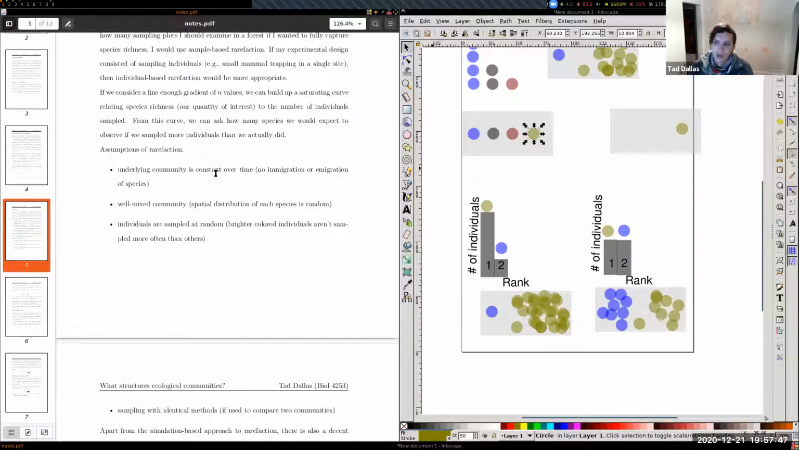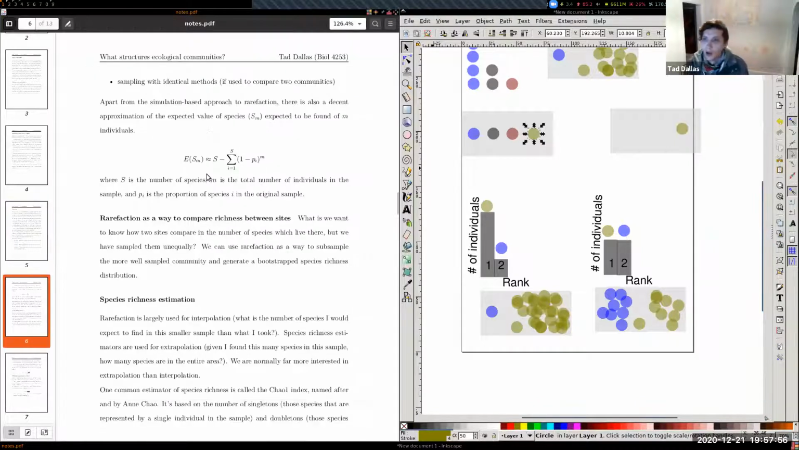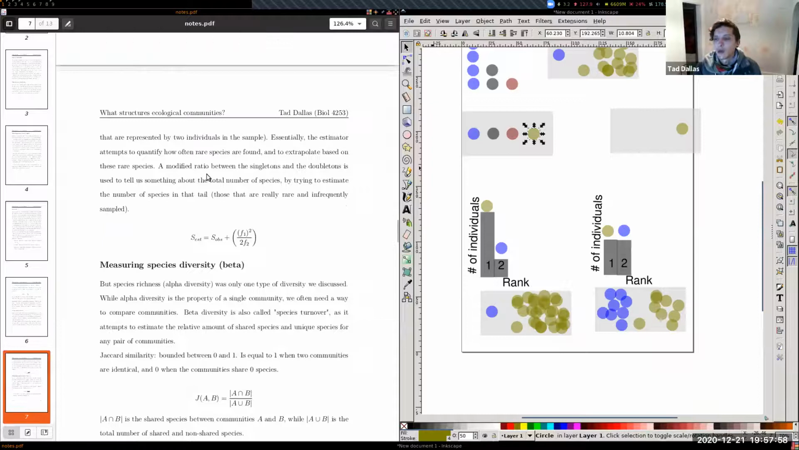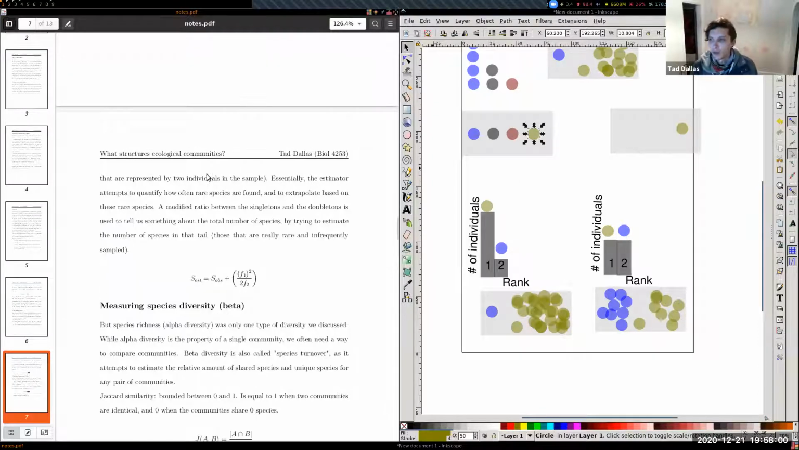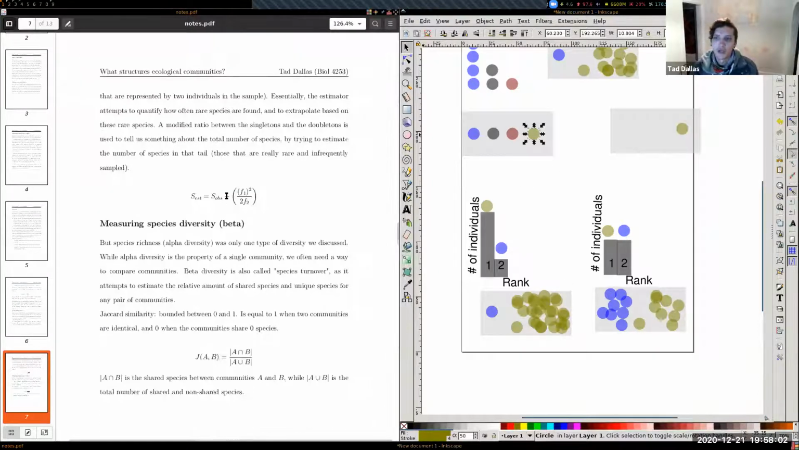That would actually be cool to look at temporal changes in communities and estimate species richness and see how estimated species richness changes. I'm sure somebody's done that. But all right, so now we're going to switch gears. So we talked about measuring alpha diversity. Now we're going to talk about measuring beta diversity. So beta diversity was defined as the dissimilarity between 2 communities in their structure.